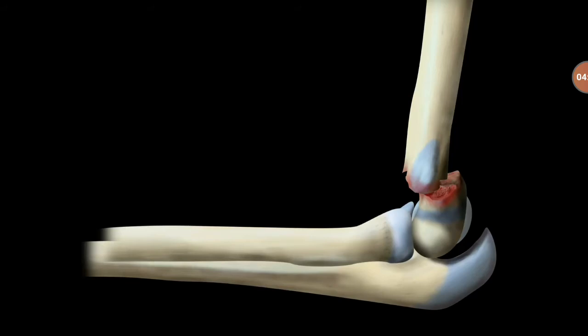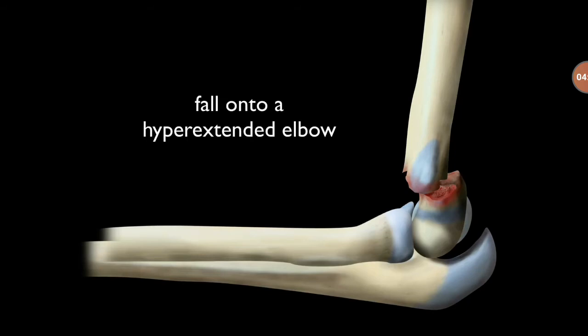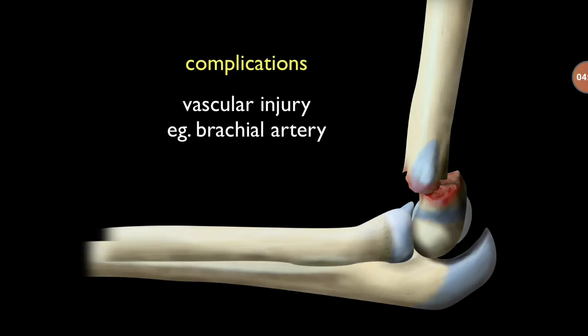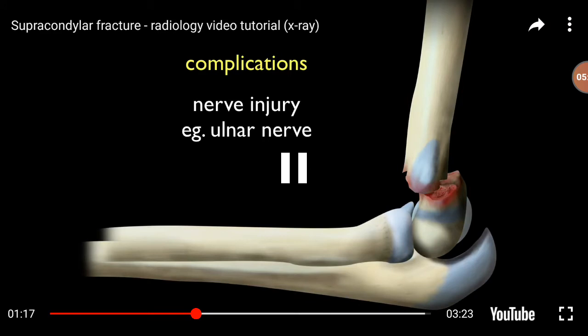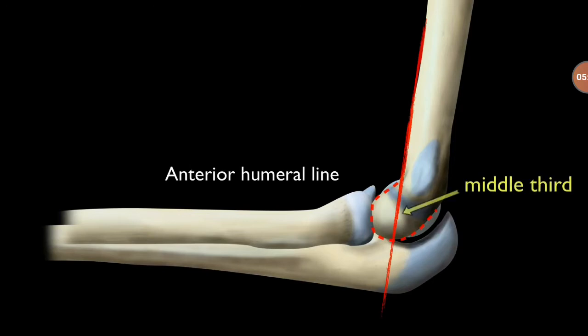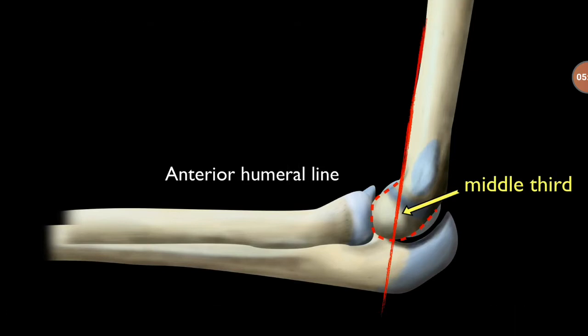As such, supracondylar fractures are the commonest of the pediatric elbow fractures. They typically occur following a fall onto a hyperextended elbow. As with any fracture, complications include damage to local vessels such as the brachial artery, and damage to local nerves, such as the ulnar nerve, which can be damaged in severe displacement. A line drawn down the anterior surface of the humerus should intersect the middle third of the capitellum. Since the capitellum is displaced posteriorly in the vast majority of supracondylar fractures, this is an extremely helpful tool for demonstrating correct alignment at the elbow joint.